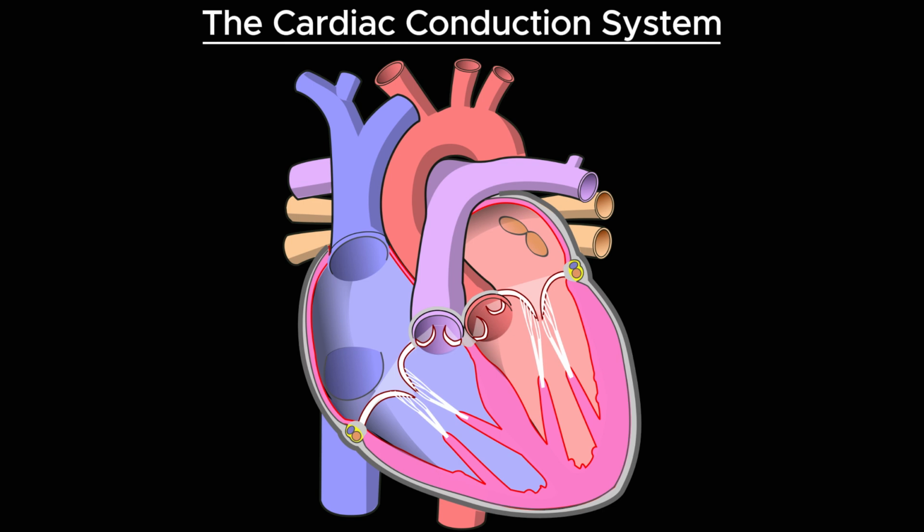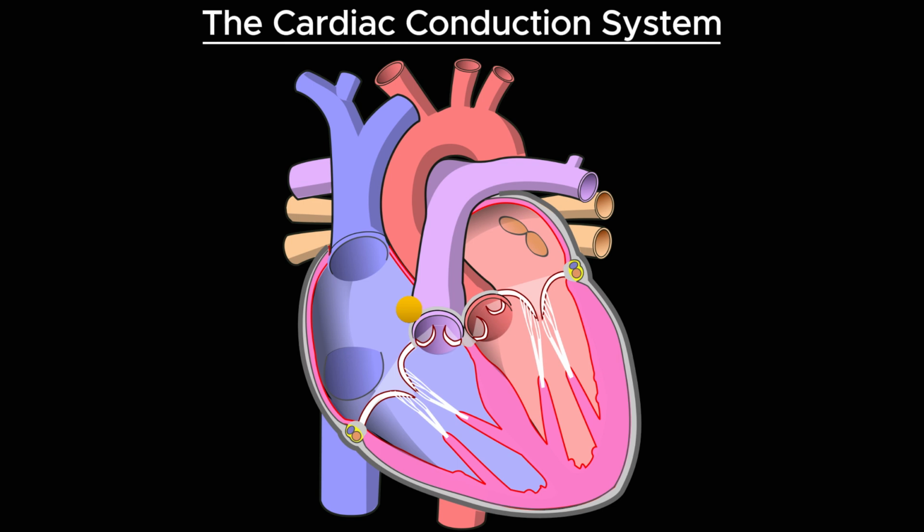and atriums. Here's how it works. The SA node fires off an electrical pulse, more on that later. This then travels through the internodal tract, setting off the right atrium and reaching the AV node, and it also travels through Bachmann's bundle, setting off the left atrium.